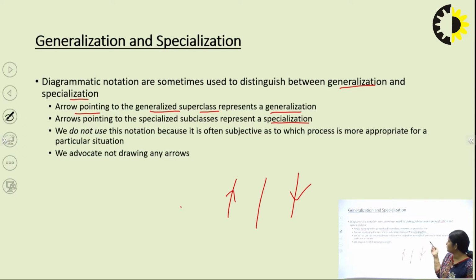It is often subjective as to which process is more appropriate for a particular situation. So we can advocate not drawing any arrows. The recent convention is that it's not necessary to show them through pointed arrows.